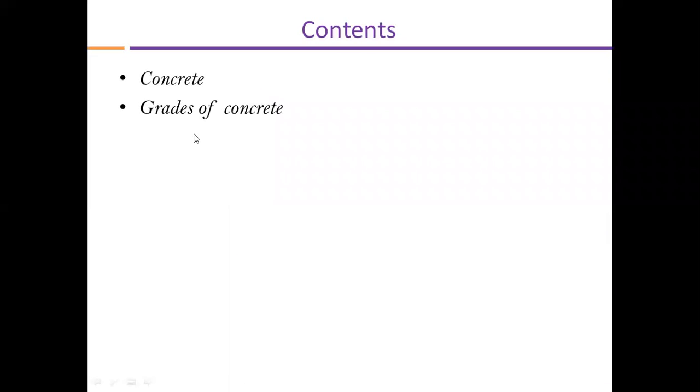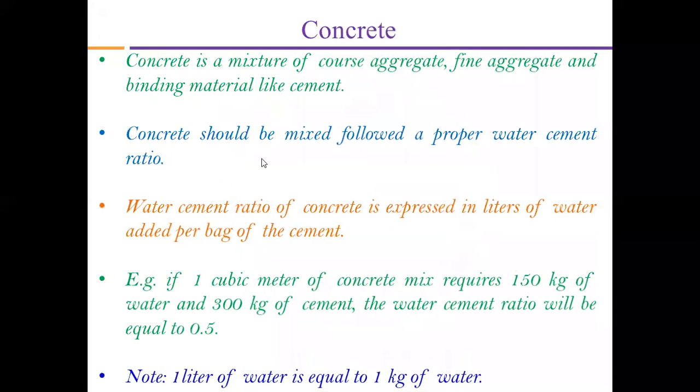Today I will discuss what is concrete and what are the different grades of concrete. As you all know, concrete is a basic construction material used in many fields of civil engineering like buildings, roads, dams, water supply schemes, etc. Now, concrete is a mixture of coarse aggregate, fine aggregate, and binding material like cement.